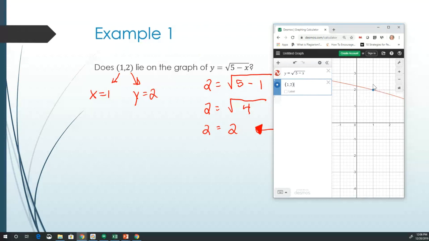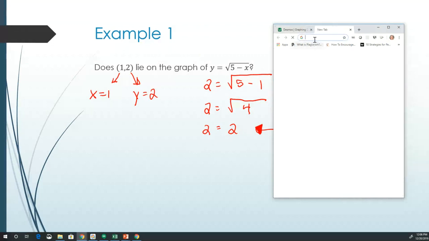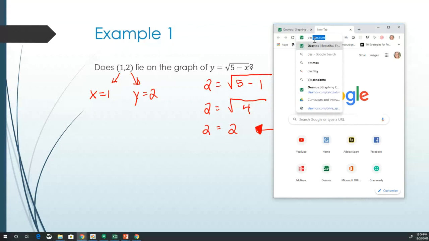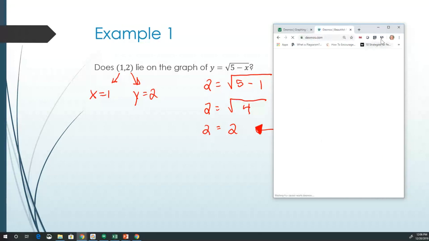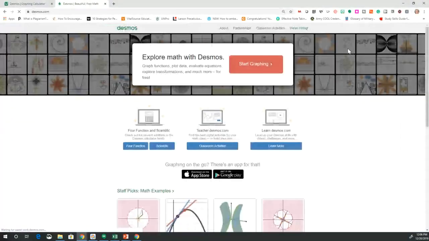Yeah, Brad, you have a question. Yeah, I don't remember seeing this graph. Maybe I just didn't find it, but can you go back and show me how to find that again? Sure. So the website is desmos.com, so it's D-E-S-M-O-S. It's this online graphing calculator, and then you just click Start Graphing.